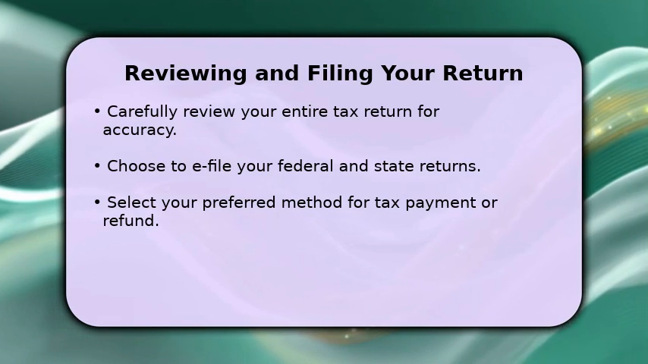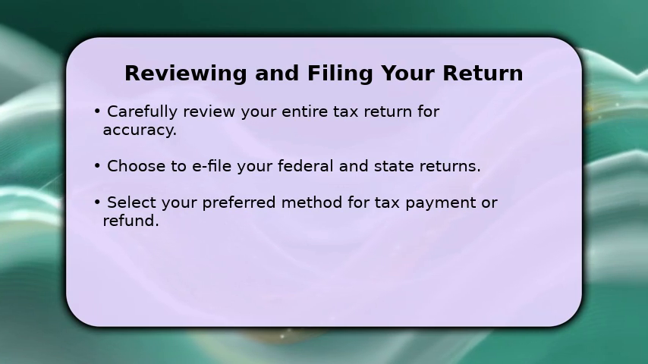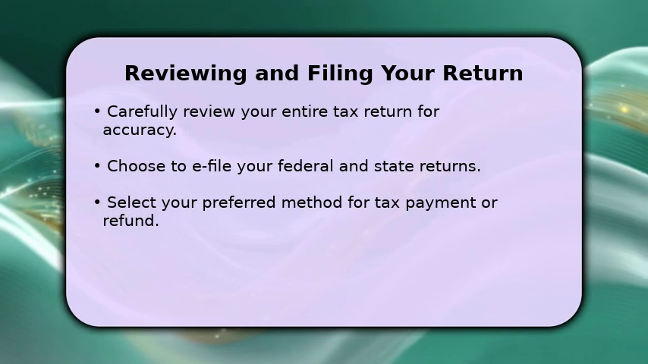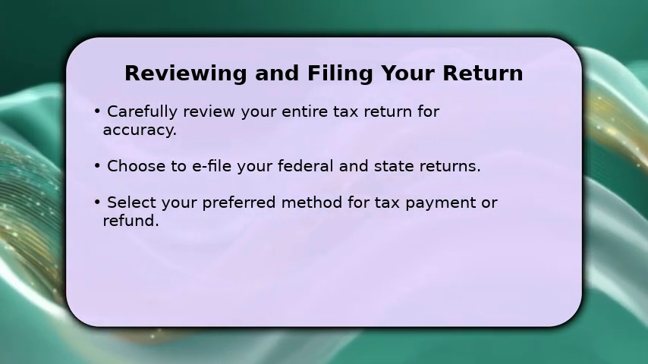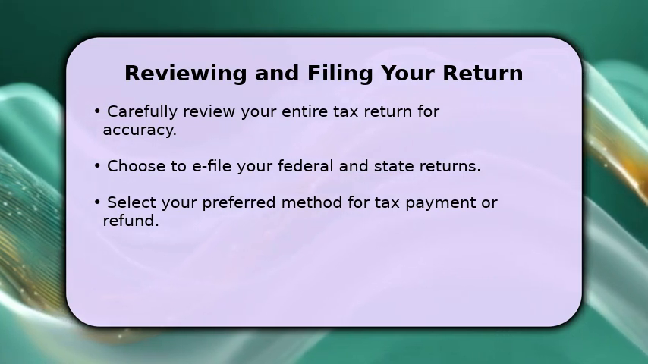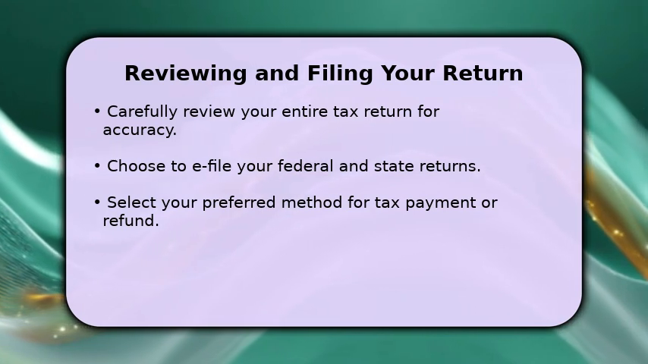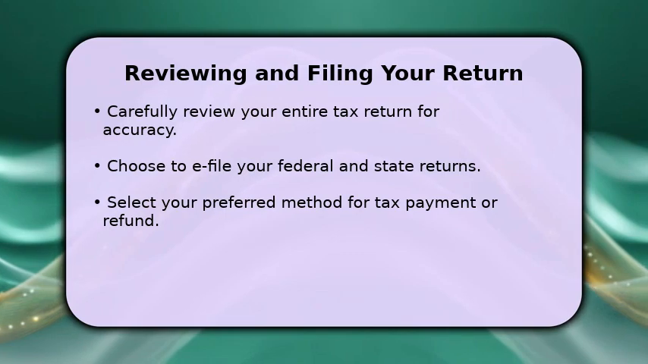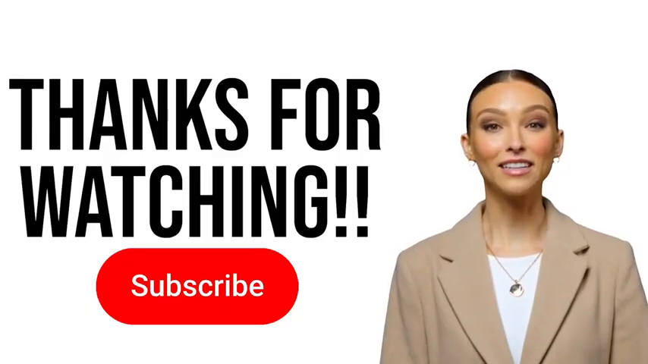Finally, thoroughly review your entire tax return for any errors or omissions. TurboTax performs a comprehensive check to ensure accuracy before you file. Once confident, you can choose to e-file your federal and state returns directly through the platform. Then, select how you'd like to receive your refund or make any payments, completing your tax filing process efficiently and securely.